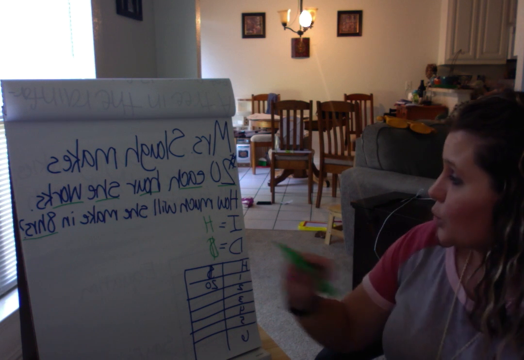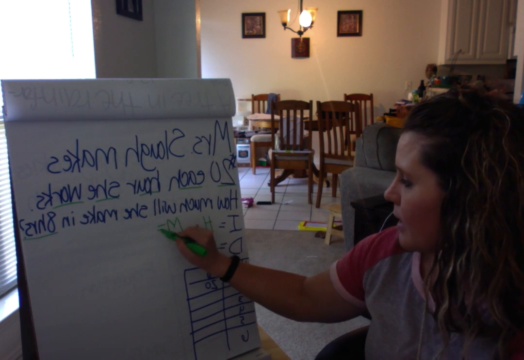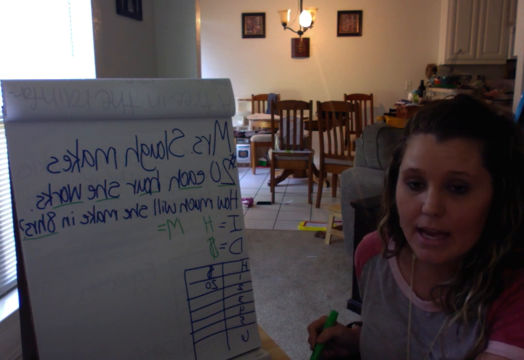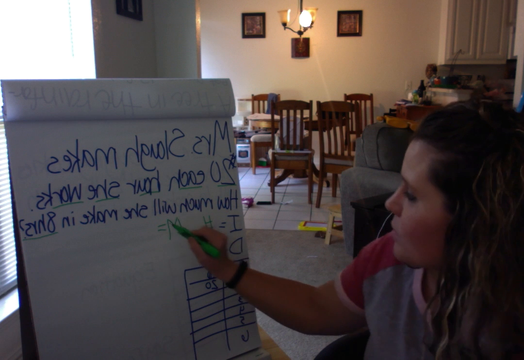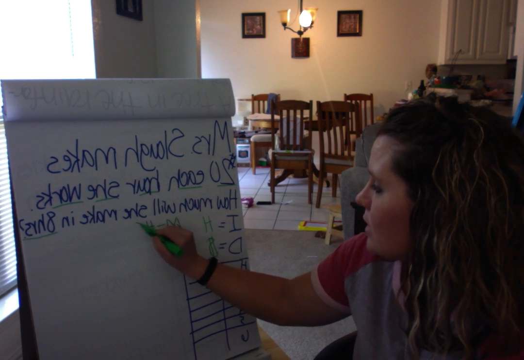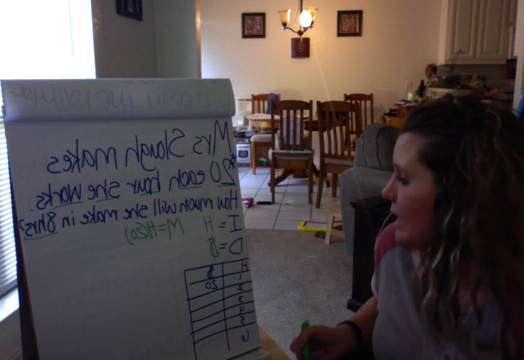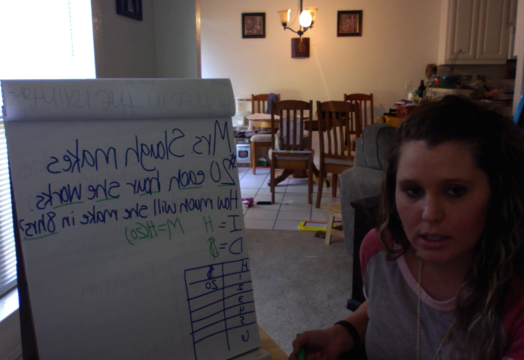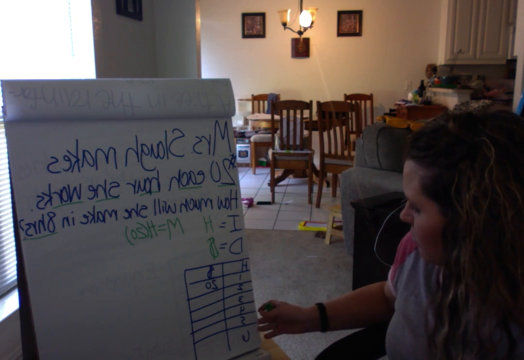So we're looking for money, so we'll use an M for money. M equals, can anybody tell me what our equation is? M equals what? That's right. H times 20. Very good job. And now, what are we going to plug in for H? That's right. We've got to plug in each number.